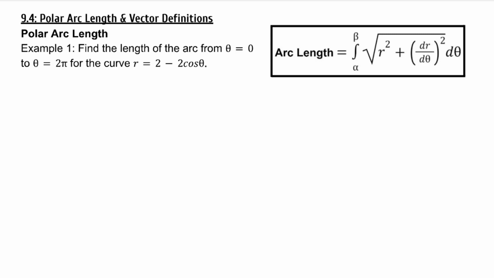Today we're going to talk about polar arc length and vector definitions. For example 1, find the length of the arc from theta equals 0 to theta equals 2 pi for the curve r equals 2 minus 2 cosine theta. Right here we have a limaçon, which means 2 pi will be the entire limaçon. We are measuring the length of the entire outer portion of the limaçon.